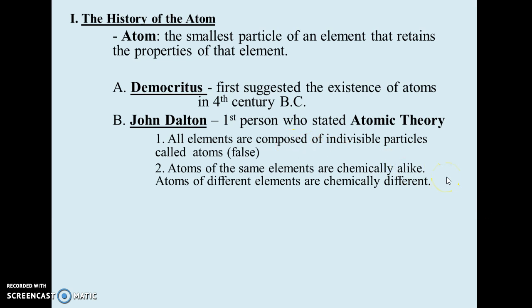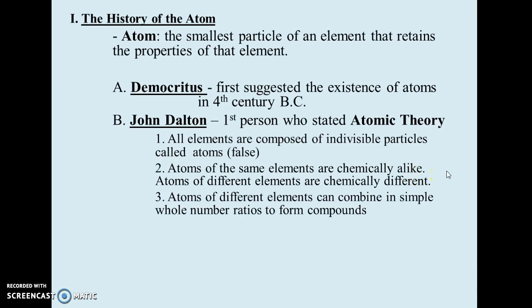Next, he said that atoms of the same elements are chemically alike. Atoms of different elements are chemically different, which seems kind of duh, but back then there really wasn't a way of distinguishing between atoms and molecules, and this was around the time where they were just getting away from Aristotle's 4-element theory, which said that everything was made of fire, water, earth, air. Okay, so it's kind of a big deal. Those atoms are different from each other.